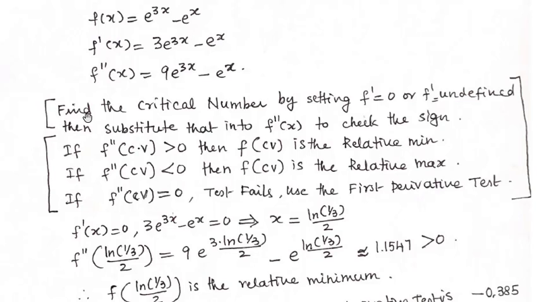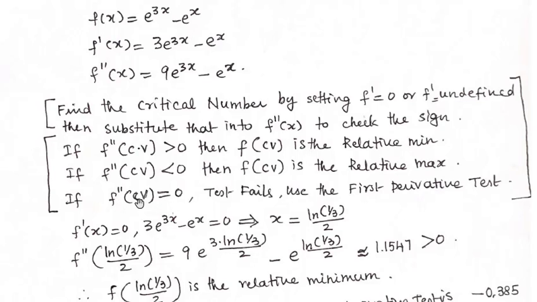The procedure is to find the critical numbers by setting f prime equals 0 or f prime undefined. Then substitute that into the second derivative to check the sign. So if the second derivative at the critical value is greater than 0, then f of the critical value is the relative minimum. And if f double prime at the critical value is less than 0, that means if you are getting a negative, then f at the critical value is the relative maximum.